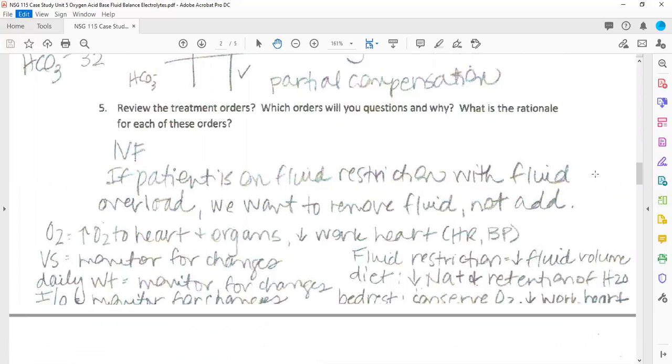Vital signs, we're going to monitor those for any changes that happen, as well as daily weight. We're monitoring those for fluid changes. Intake and output, monitoring for fluid changes and how they affect the patient's body. Fluid restriction, decreasing fluid volume. Diet, low sodium, to reduce the retention of water. Bed rest, conserve oxygen, decrease work on the heart.